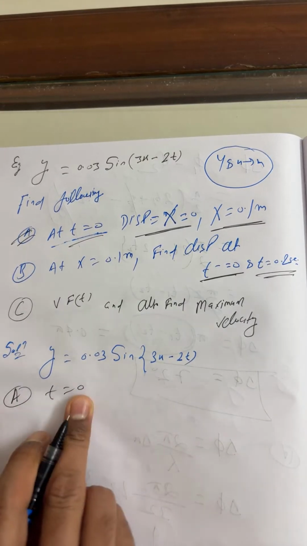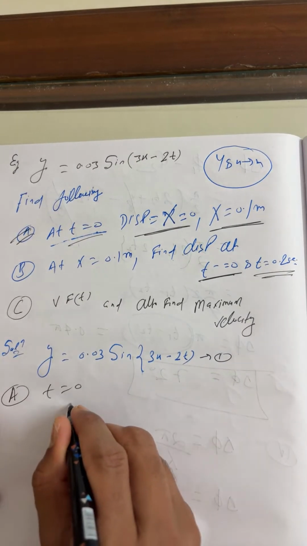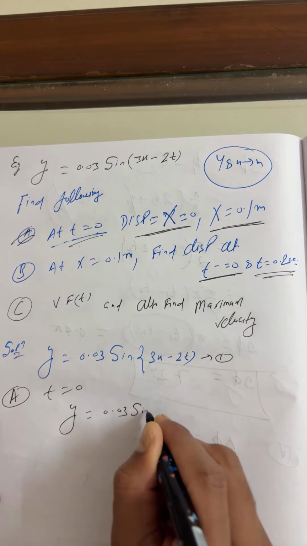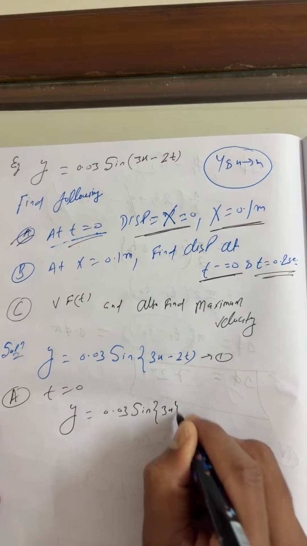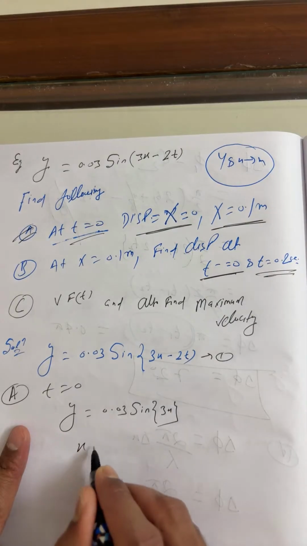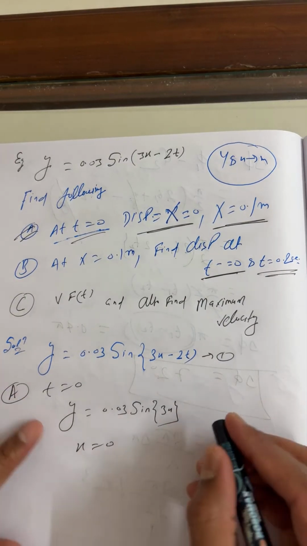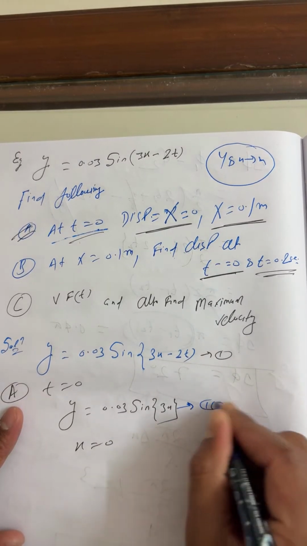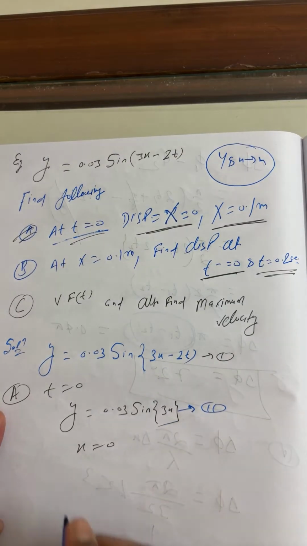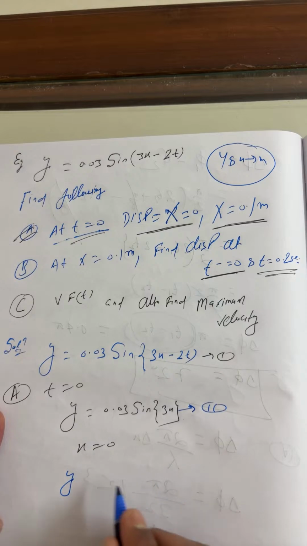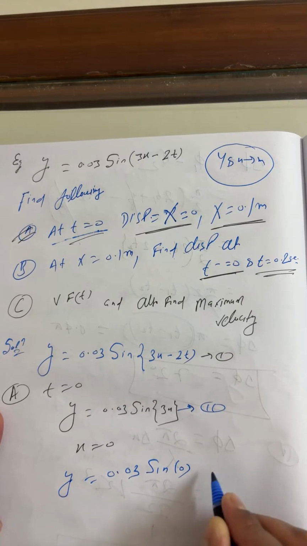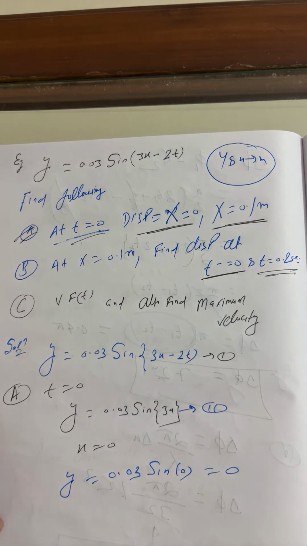Now I'll put t equals 0 in equation number 1. What displacement equation will we get? y equals 0.03 sin 3x. Now to find displacement I'm going to put x equals 0 in this equation, let us suppose equation number 2. So y equals 0.03 sin 0. So this is displacement 0.